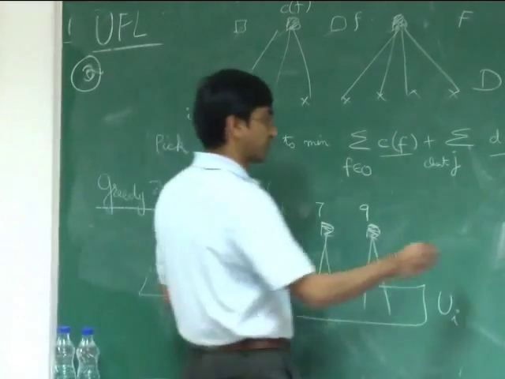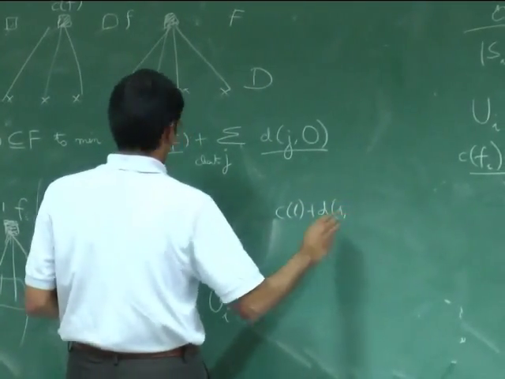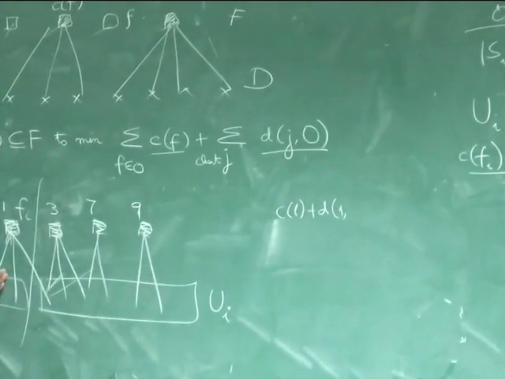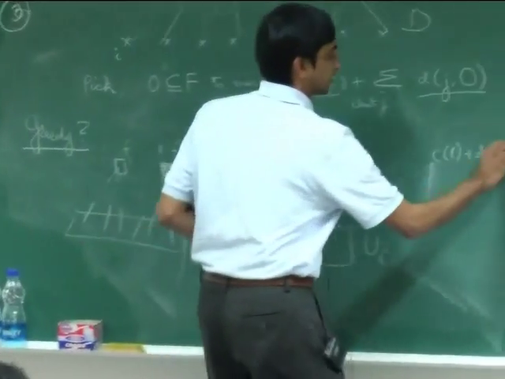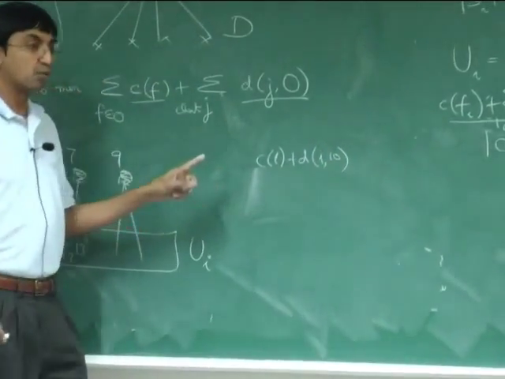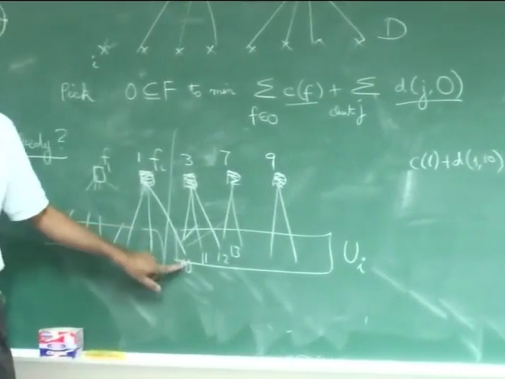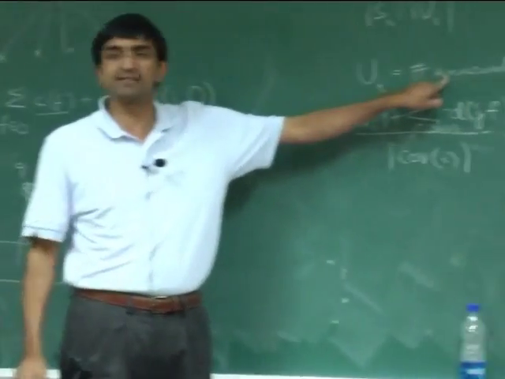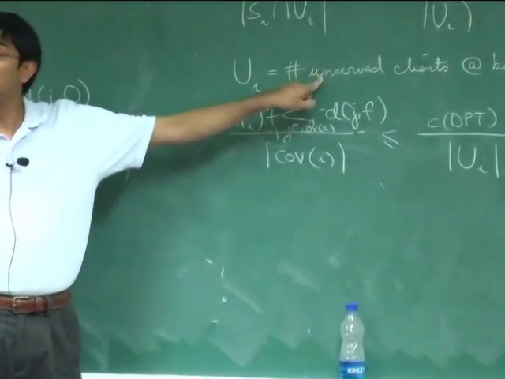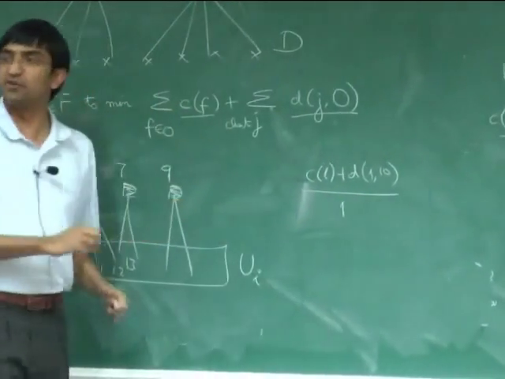Okay, what does it look like? C of 1 plus the distance from 1 to whoever it covers. I put some numbers here: this is 10, 11, 12, 13. So distance from 1 to 10. When opt opened 1 and covered client 10, how much did it help you reduce the number of uncovered clients? 1. So that's opt's ratio for that set.